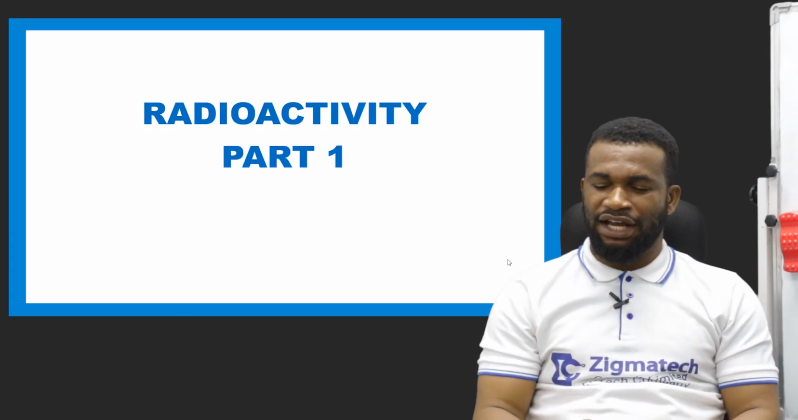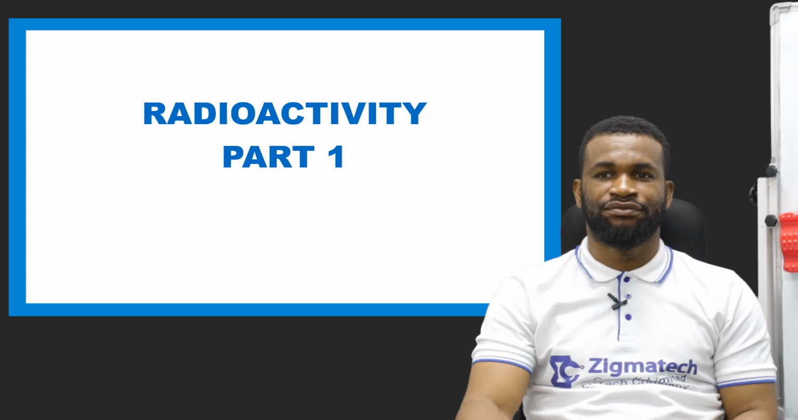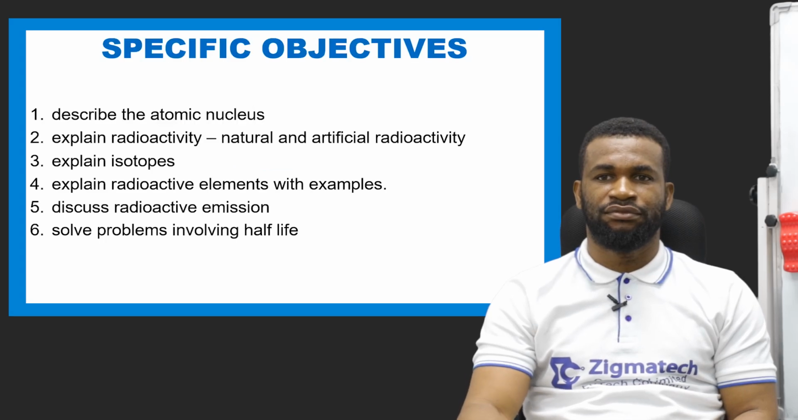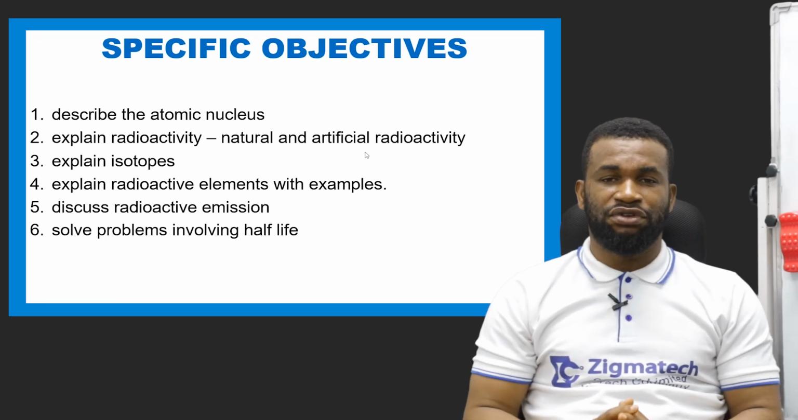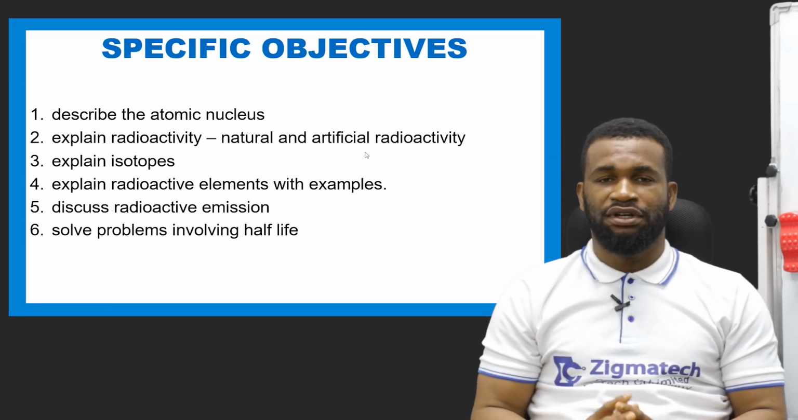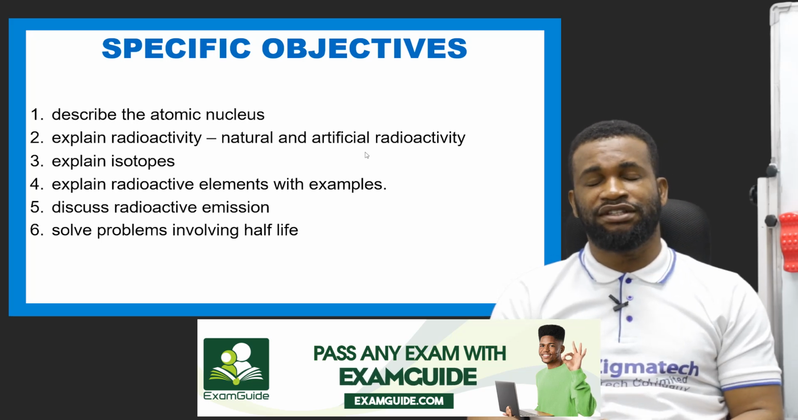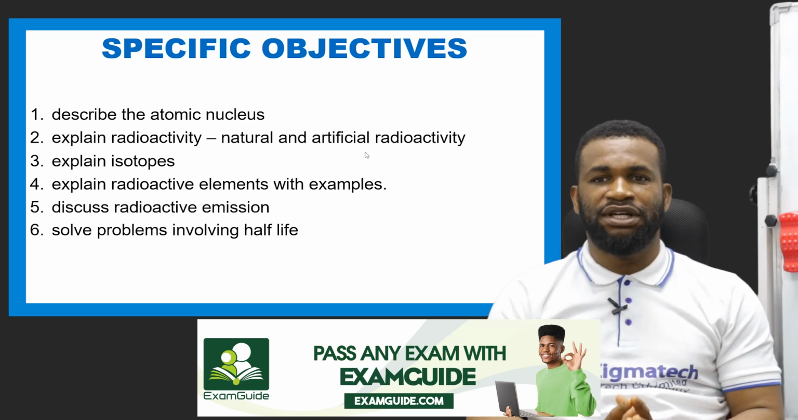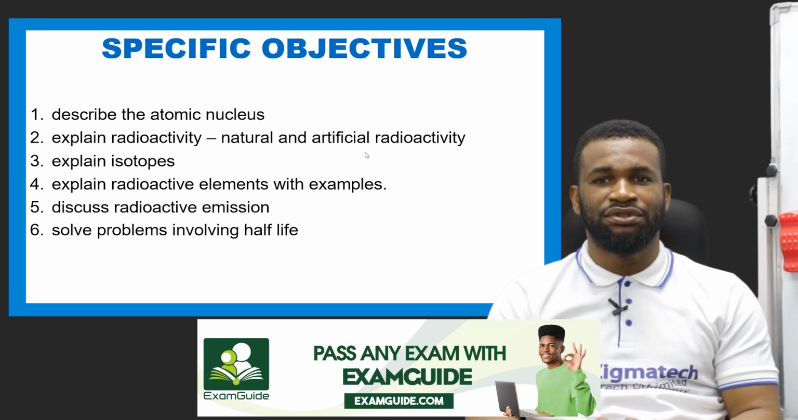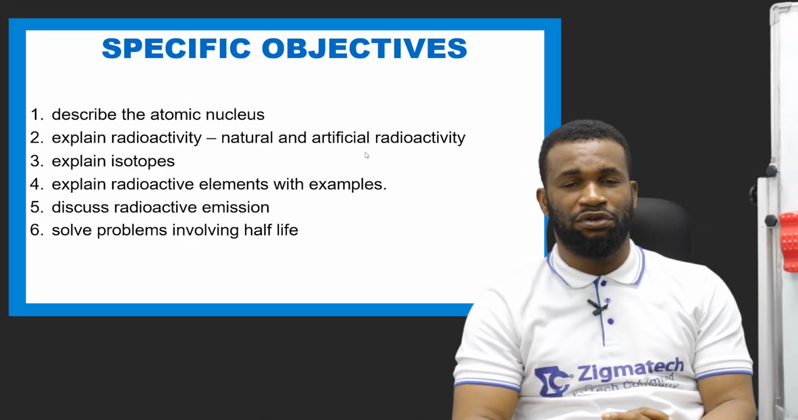Welcome to physics class, and today we are going to look at radioactivity part 1. By the end of this lesson, you should be able to describe the atomic nucleus, then explain radioactivity in terms of natural radioactivity and artificial radioactivity, explain isotope, explain radioactive element with examples, discuss radioactive emission, then solve a little problem on half-life.